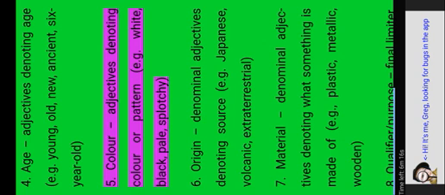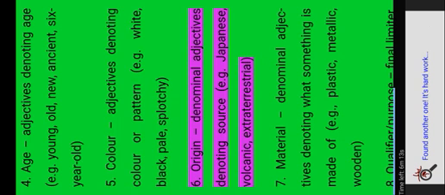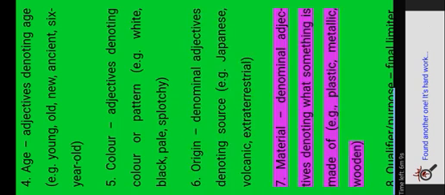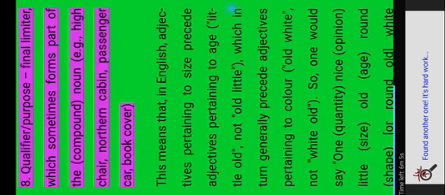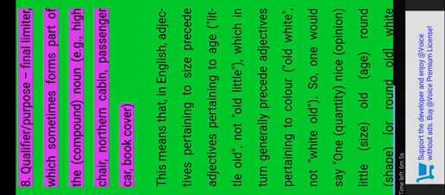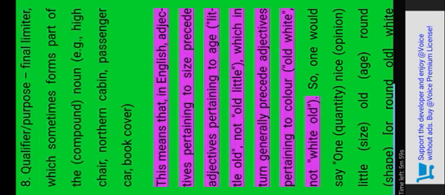5. Color, adjectives denoting color or pattern, e.g. white, black, pale, splotchy. 6. Origin, denominal adjectives denoting source, e.g. Japanese, volcanic, extraterrestrial. 7. Material, denominal adjectives denoting what something is made of, e.g. plastic, metallic, wooden. 8. Qualifier, purpose, final limiter, which sometimes forms part of the compound noun, e.g. high chair, northern cabin, passenger car, book cover.